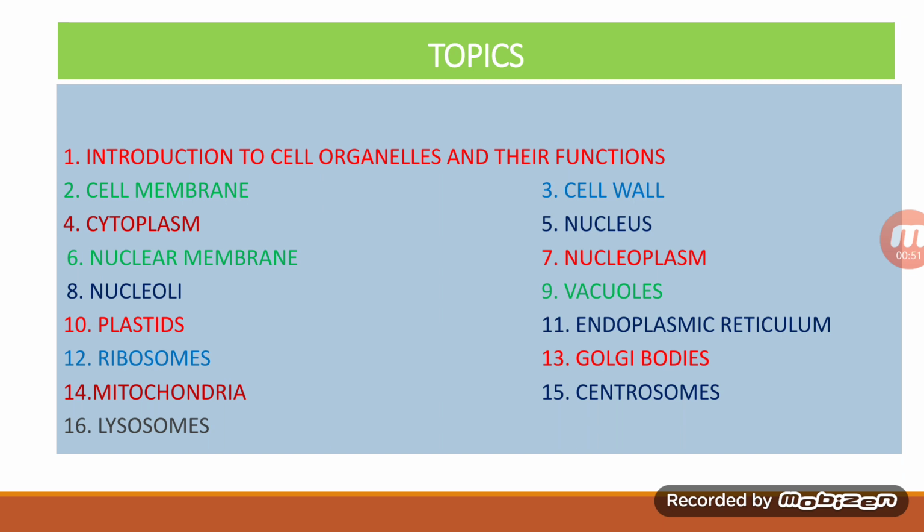And according to the syllabus, these are the important ones: cell membrane, cell wall, cytoplasm, nucleus, plastids, and vacuoles. However, I would like to suggest that you should also know what a mitochondria is, what a lysosome is, and what ribosomes are also. Alright. So before we begin, you should be clear with what cell organelles are.